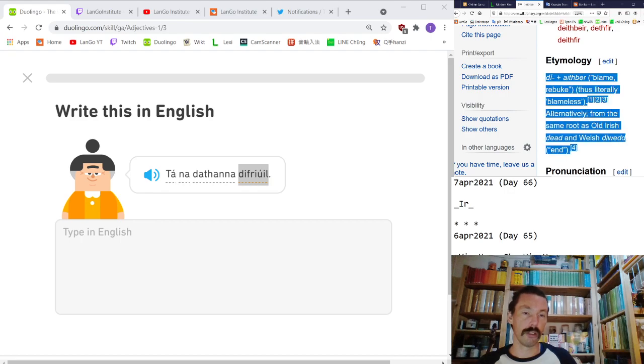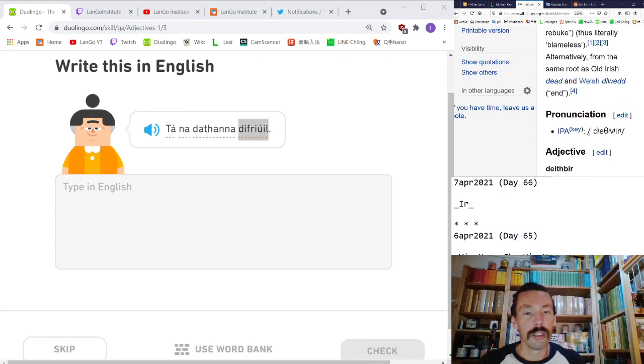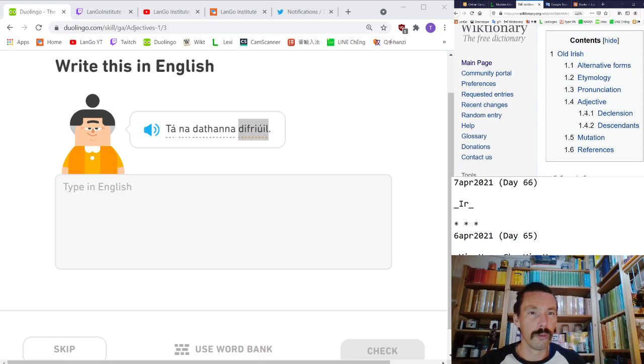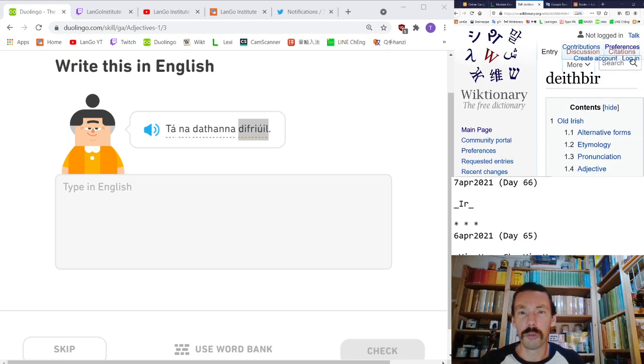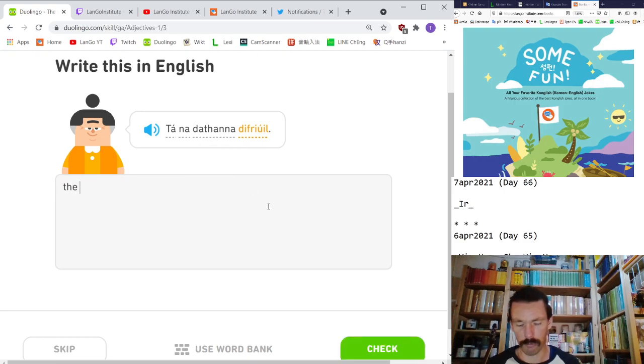Alternatively, okay, we've got uncertain etymologies here. And deithbir, the word spelled D-E-I-T-H-B-I-R. Fuel. Colors, right? Yeah, colors are different.